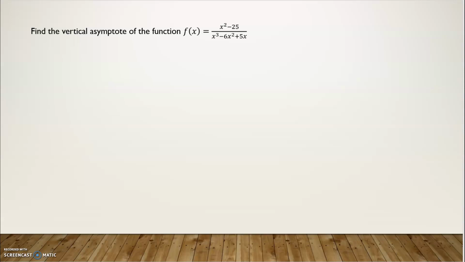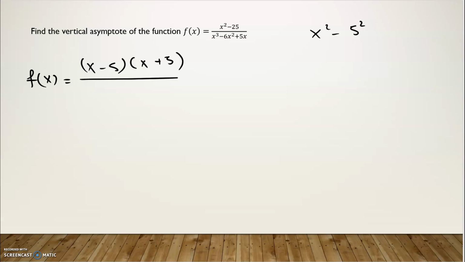Alright, this is section 5.6, part 2. We're trying to find the vertical asymptote of this function. So what I'm going to do is factor the top and the bottom. So this will be x squared minus 5 squared, so we'll have x minus 5, x plus 5.